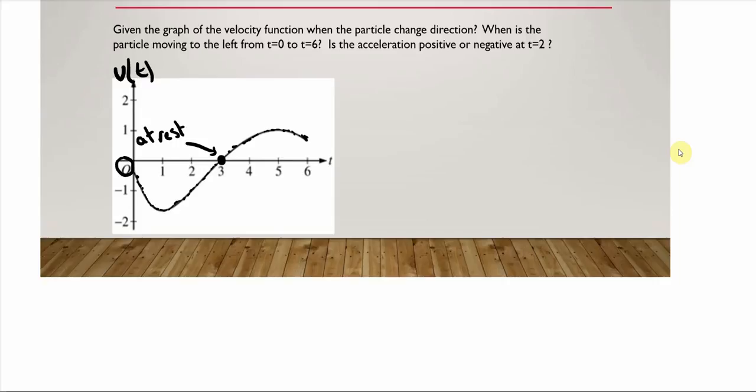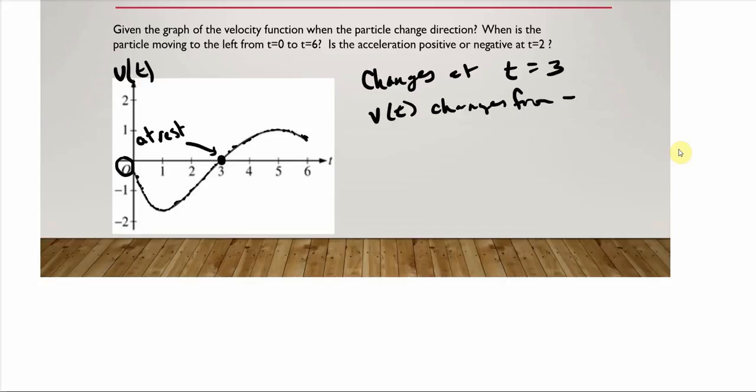At t equals 3. So it changes at t equals 3, because velocity changed from positive to negative. V of t changes from negative to positive at that point.